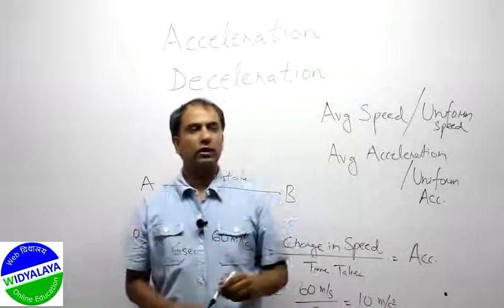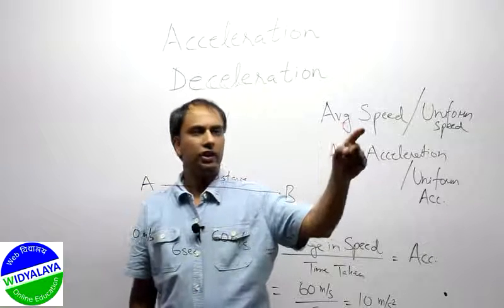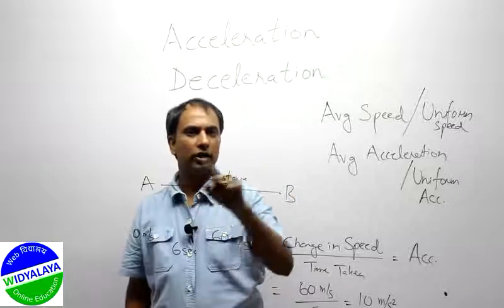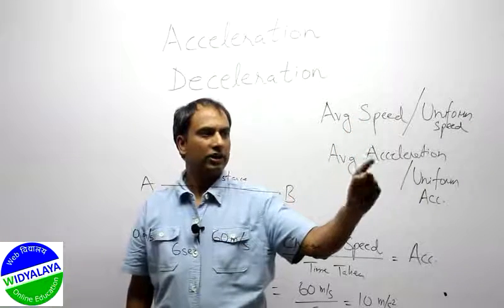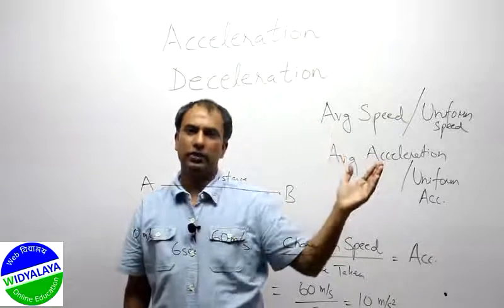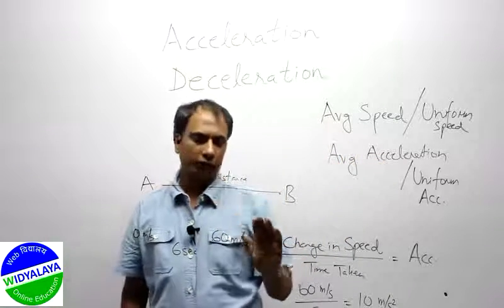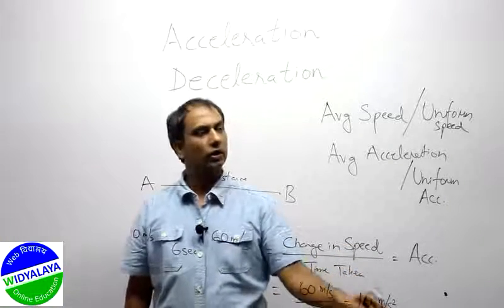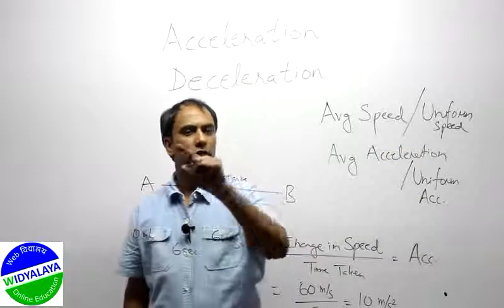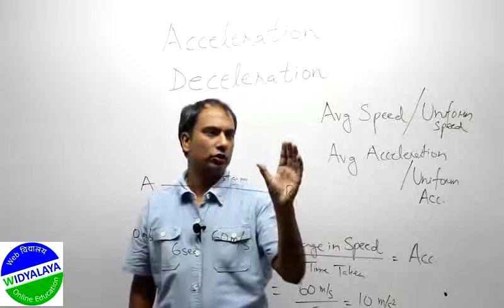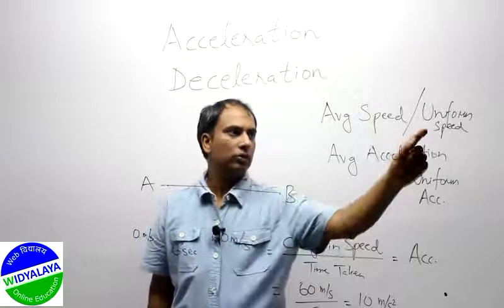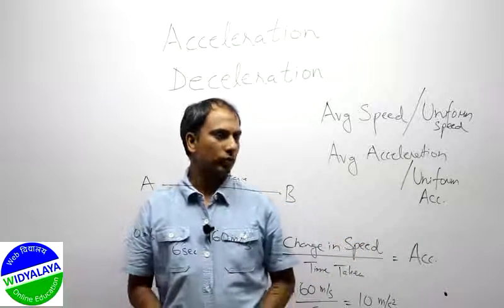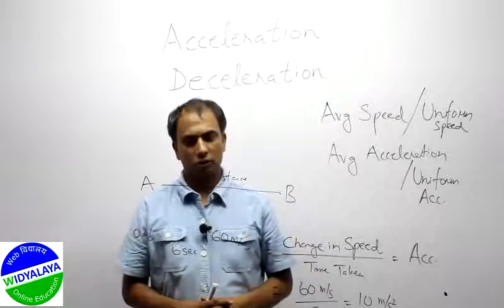So once again to repeat, average speed is only the distance between the end state and the initial state divided by the time. Average acceleration is end state speed minus the initial state speed divided by the time taken. The units of acceleration are meter per second square. Uniform speed means that throughout the duration we were considering, the speed was the same constant. Uniform acceleration means that throughout the time we were considering, the acceleration was the same constant.